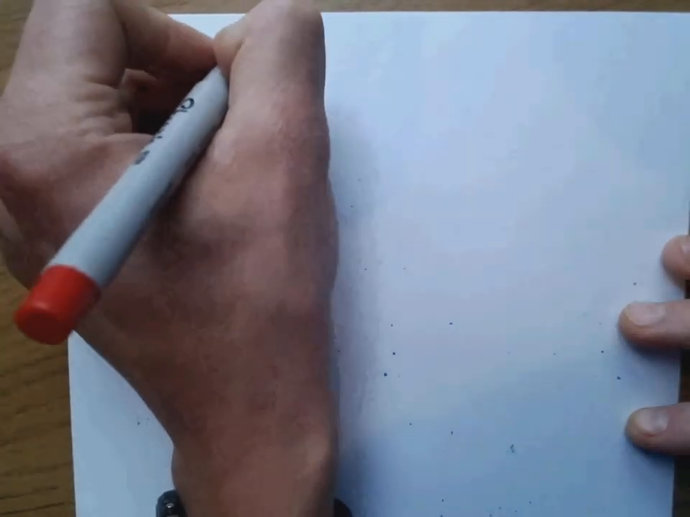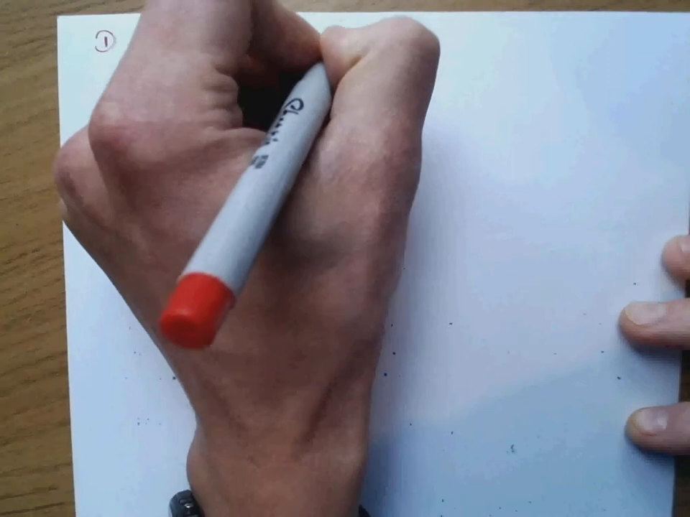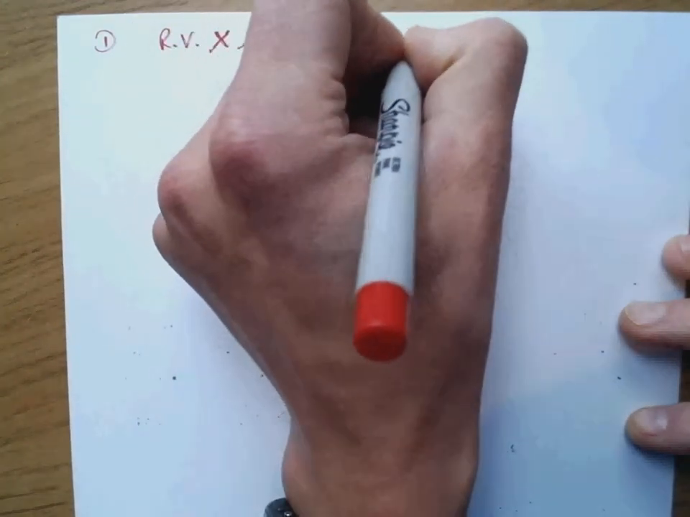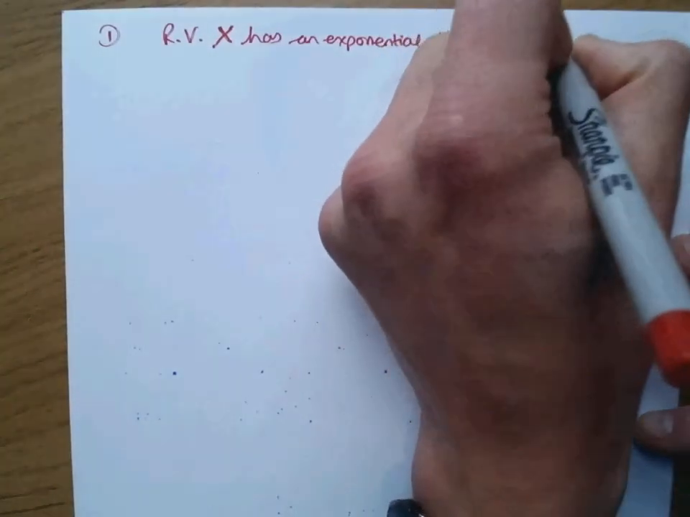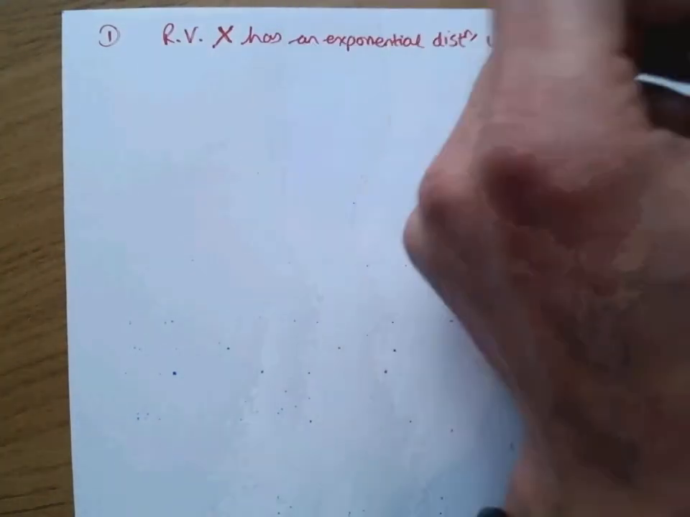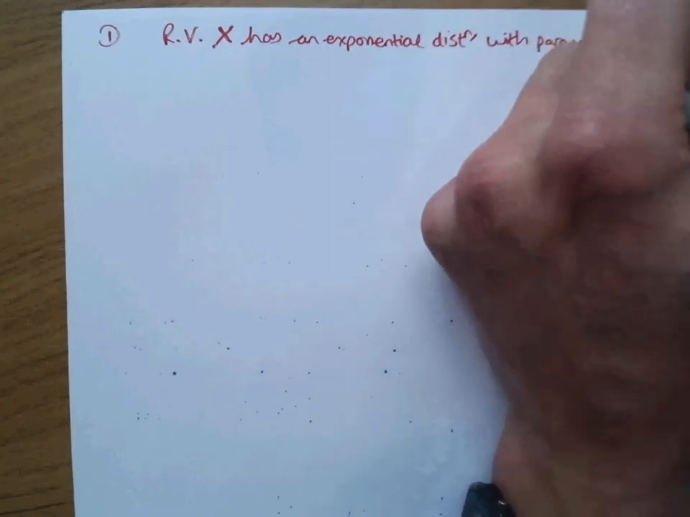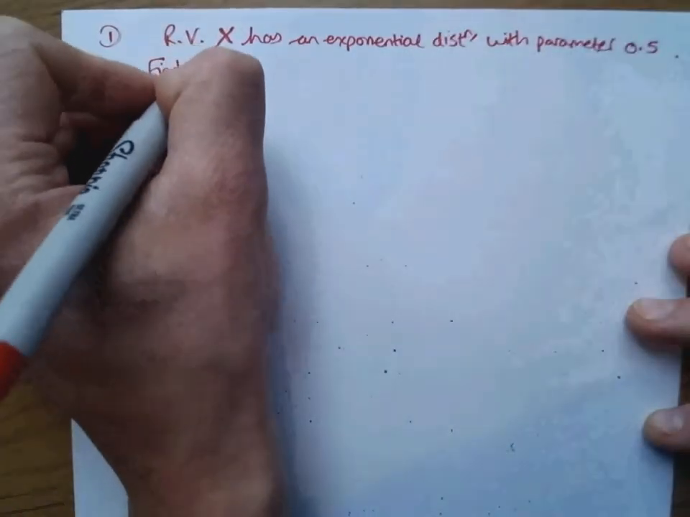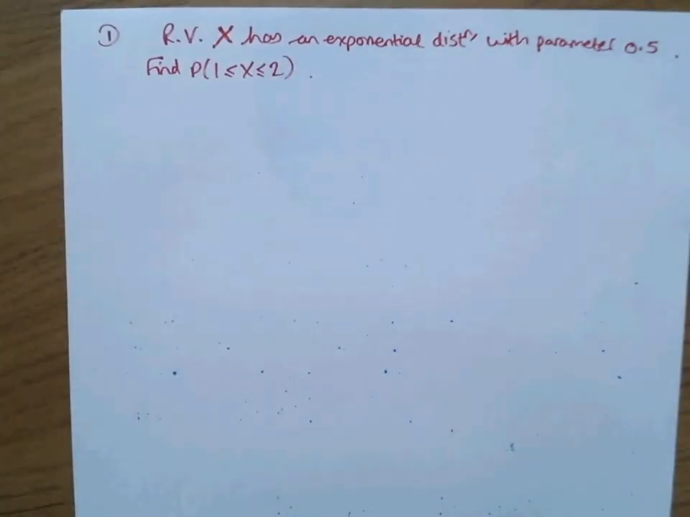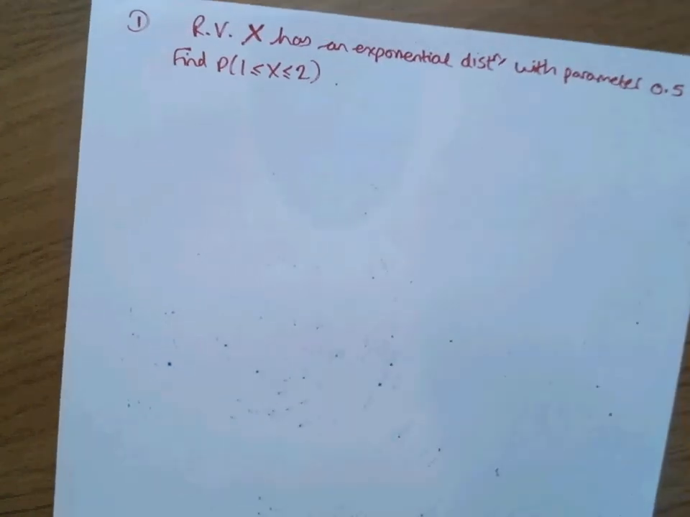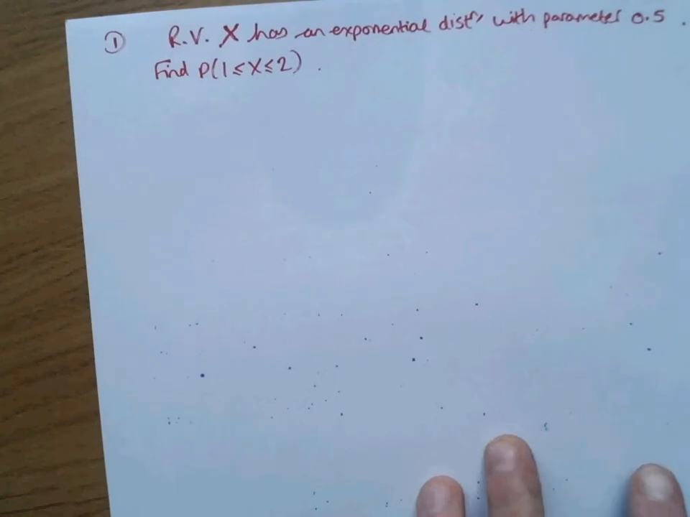So for the first question, we could have a random variable x, and let's say it has an exponential distribution with parameter, remember that's not the mean, it's the mean for the Poisson but not for the exponential, parameter 0.5, and we could be asked to find the probability that it lies between 1 and 2. So, I invite you to have a quick go. You might end up having to pause the video because I'll jump in a moment.